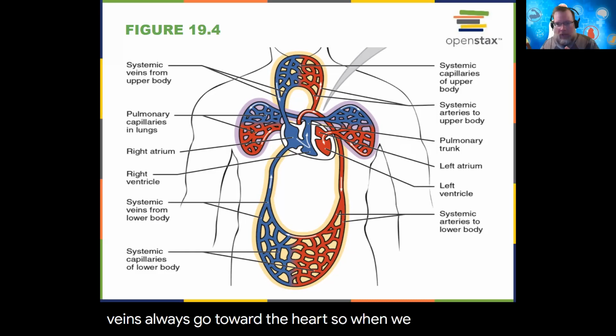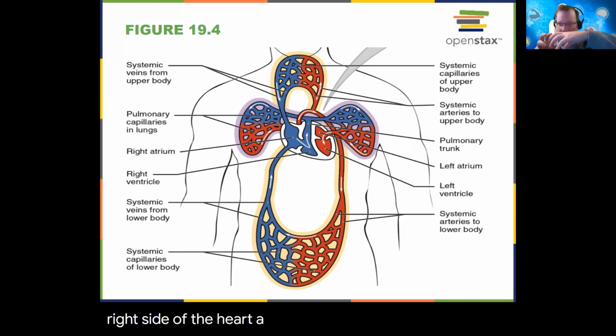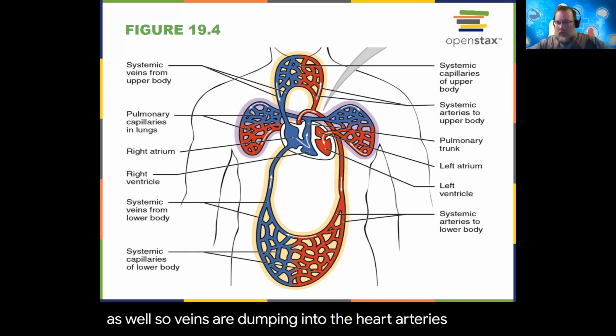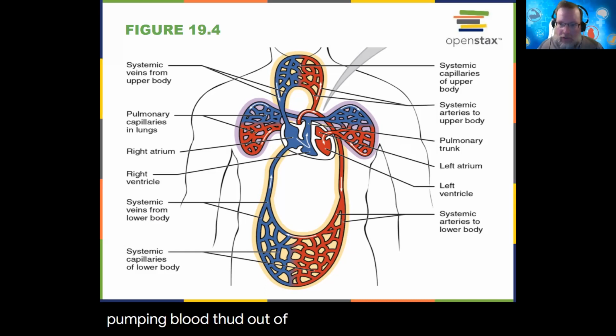So when we look at the right side of the heart, a couple of veins are going into the right side of the heart. We look at the left side of the heart, we'll see a couple of veins going into the left side of the heart as well. So veins are dumping into the heart. Arteries are pumping blood out of the heart. That's going to come into play a little bit more next week, but that's the basics of what separates an artery from a vein.